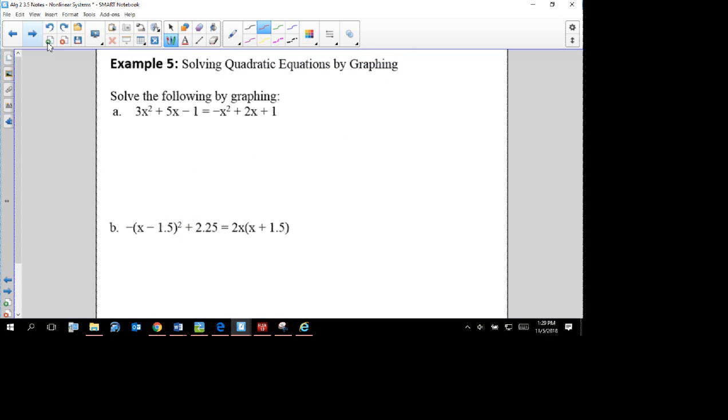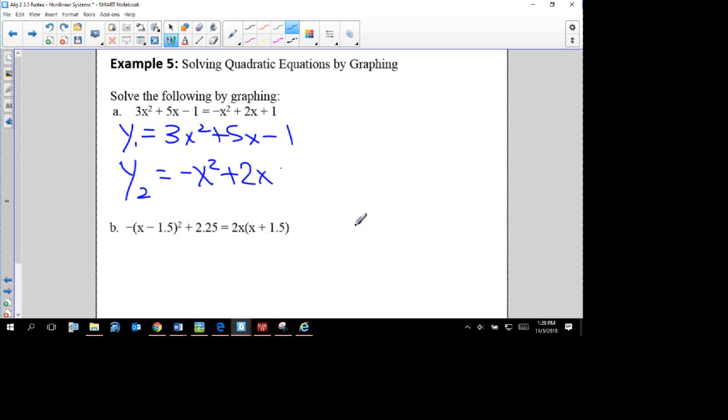So the next example, we're going to solve it by graphing. First thing you want to do is separate the two sides. If I were looking for work on your paper, this is what I want to see: y1 equals 3x squared plus 5x minus 1, and y2 equals negative x squared plus 2x plus 1.